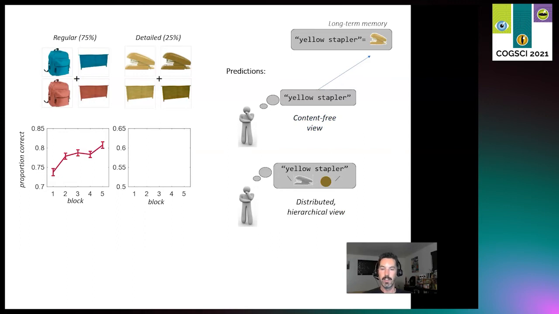So what did we find? Performance on the detailed test actually improved across blocks. So instead of trading off with improvement on regular test performance as you'd expect if chunks were content free, both improved, supporting the view proposed here.